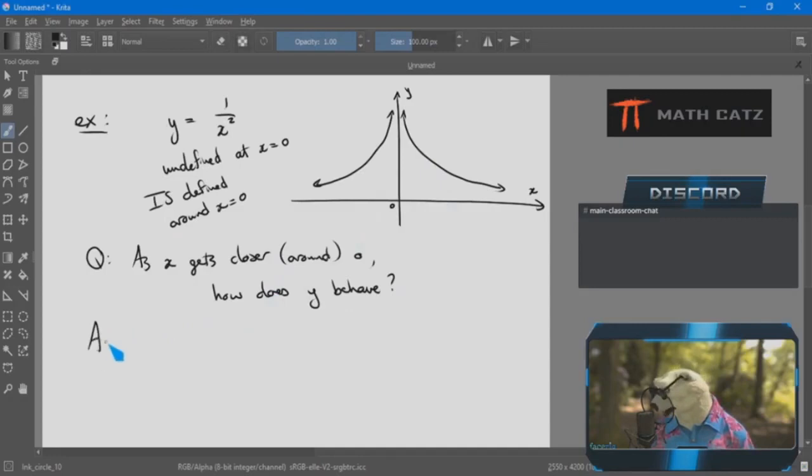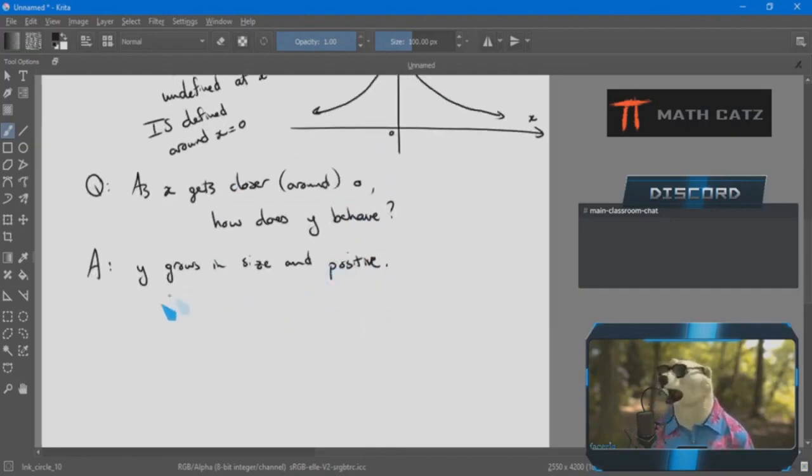So let's say here the answer is y, let's say, grows in size and is positive. So it's not a difficult thing to observe, especially once I have the graph, right? I now simply want to translate all of this into my mathematical language.